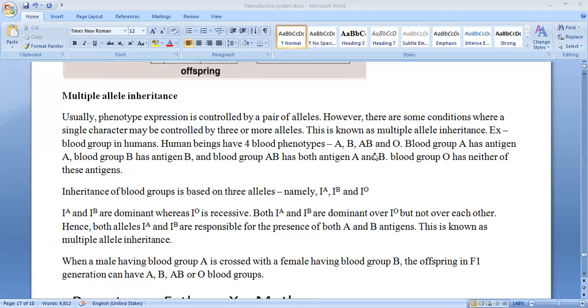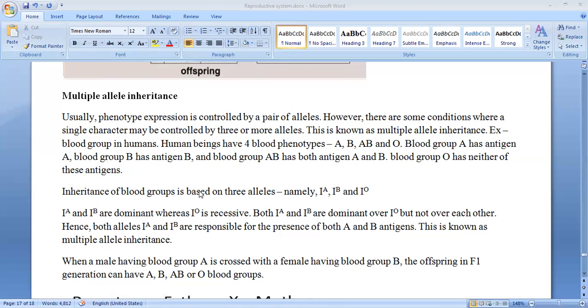You have people who have A group blood, people who have B group blood, people who have AB group, and people who have O group, right? So in blood group A, there is antigen A. In blood group B, there is antigen B. In blood group AB, there are both A as well as B antigens. And in blood group O, neither A nor B is present, right?